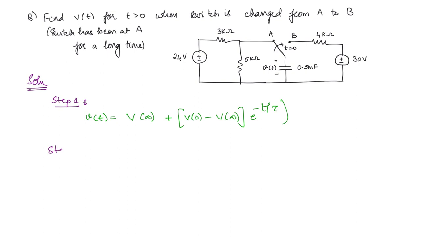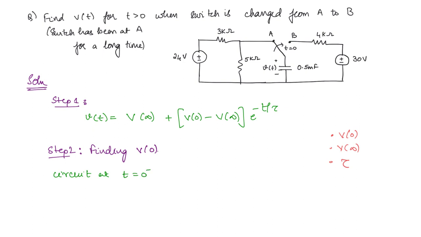Now what is the next step? You have to find each of the values. What are the three values you need to find out? You need to find out the initial value, the final value and the time constant. So we will find them one by one. First we will start with the initial value, finding V of 0. Now how to find the initial value? You need the circuit at t is equal to 0 minus, that means just before the switch position is changed.